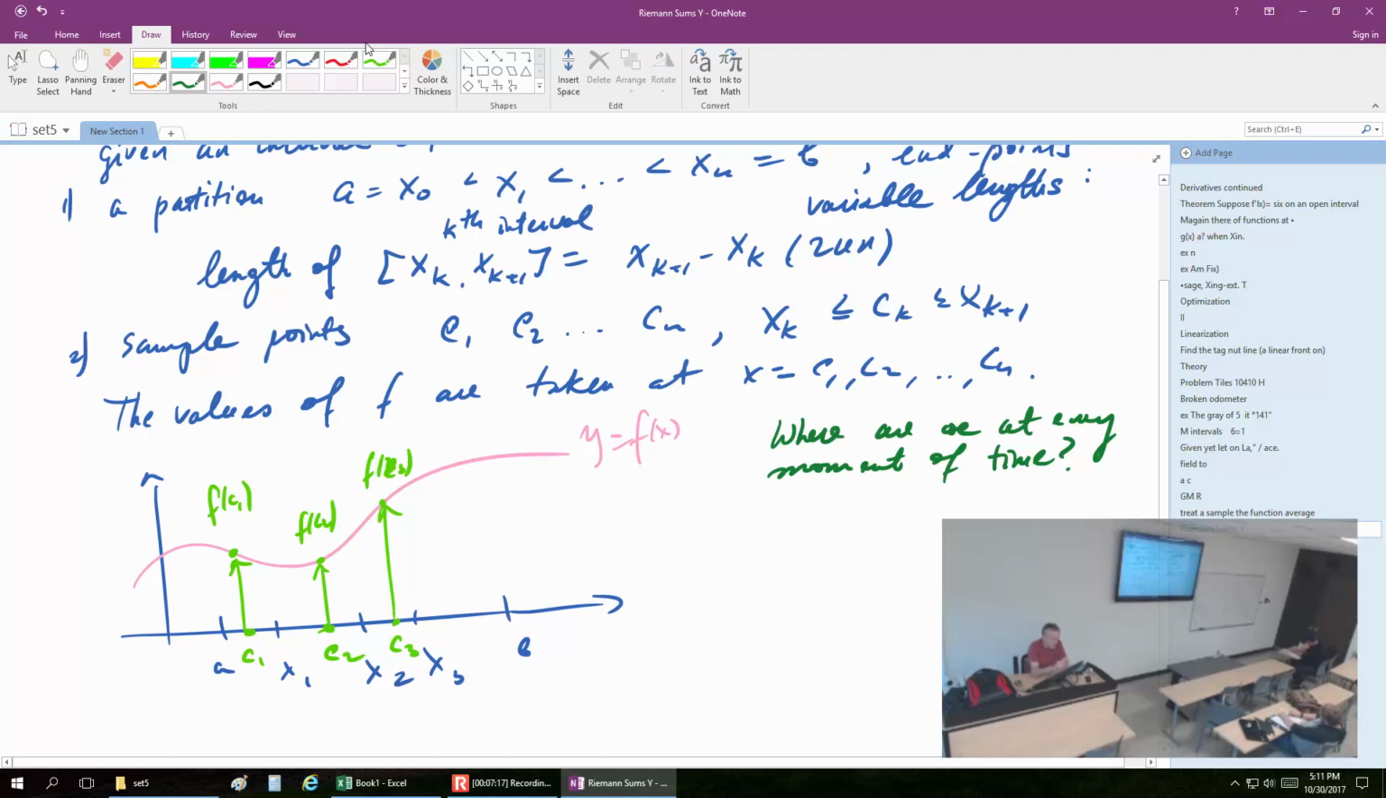Once again, these dots on the graph that we picked, that's the only thing that we know about the speed. So if f is the velocity, the partition is given and the sampled values are also given. So where are we? And once again the assumption is, assume that the velocity is constant during each of these time intervals.